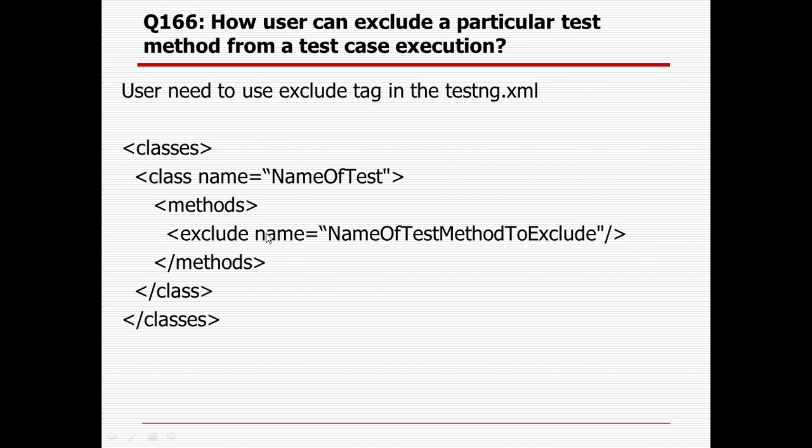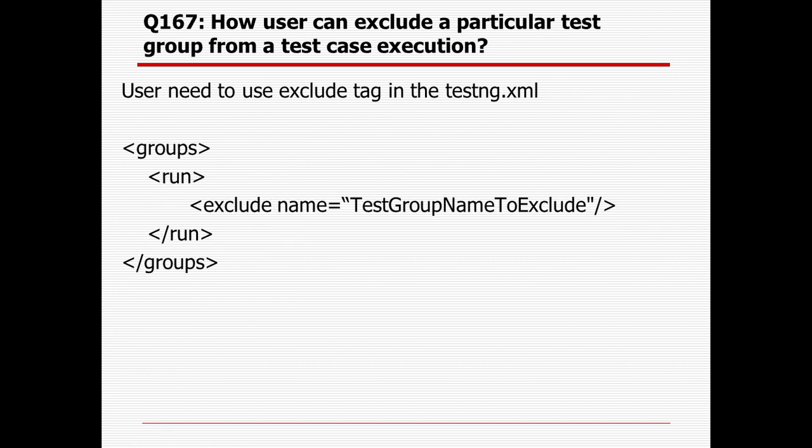Where we need to give the name of the methods, and we need to close the method tag, class tag, and classes tag. That way you can exclude a method from being executed.